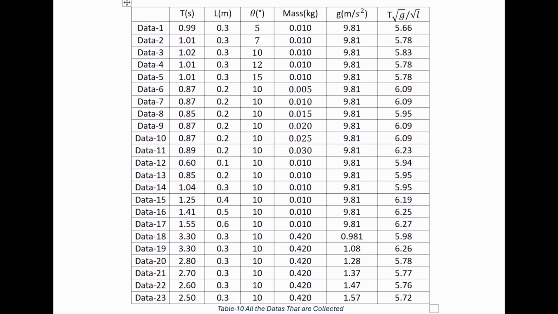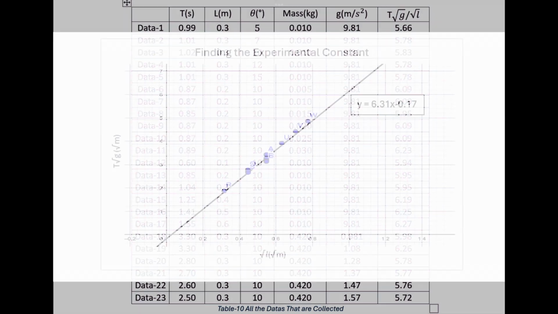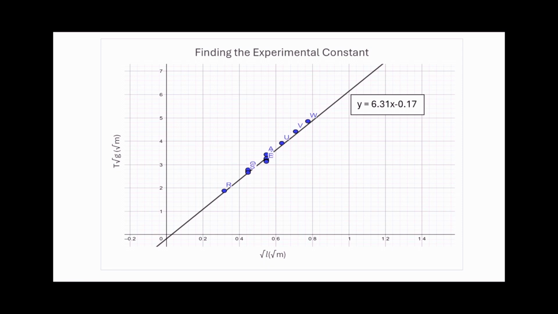We found that T is correlated with root g and root L. But this can't be the final formula since if we apply the formula, the result of the period is wrong. So this means that we need a constant. And to find the constant, we must check the graph of T times root g over root L. The slope of this graph, which is 6.31, gives us the experimentally derived constant.